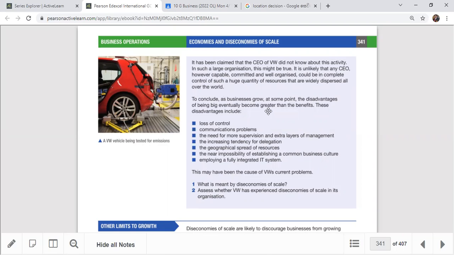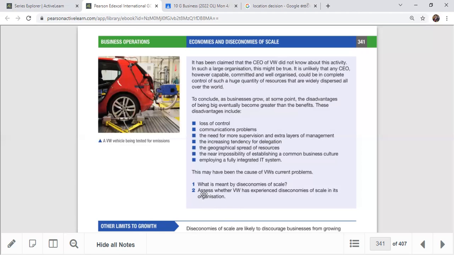So we are asking two questions from this case study. First, what is meant by diseconomies of scale, and second, assess whether VW has experienced diseconomies of scale in its organization, right? This kind of question usually, the first question is a define question, you can see, define what is meant by, right? Definition of diseconomies of scale.